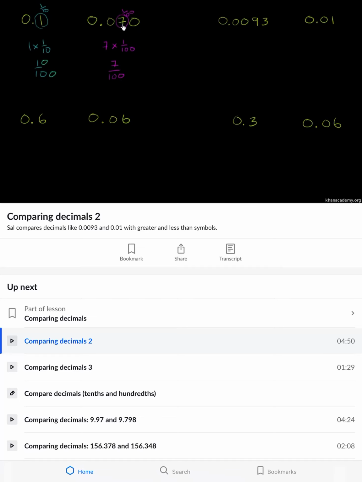Another way you could think about this is, if you were to increment by hundredths here, you start at 7 hundredths, 8 hundredths, 9 hundredths, and then you get to 10 hundredths. So then you get to that number. So this number, multiple ways you can think about it, is definitely larger. So let me write this down. This is greater than that. The greater than symbol opens to the larger value.